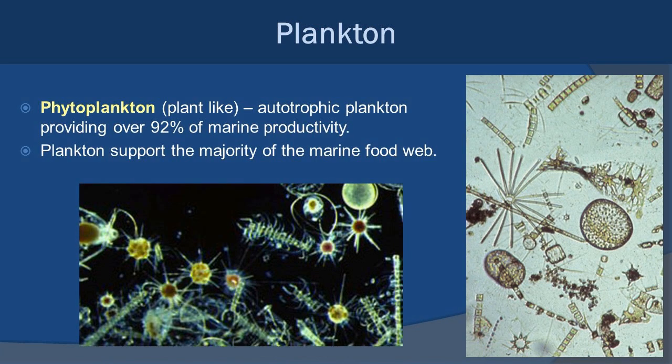Now, phytoplankton is the opposite. It is plant-like plankton. They're autotrophs. They go through photosynthesis, and they provide about 92% of marine productivity globally. So they really do support a vast majority of the food chain and the food web in the ocean. And really, even zooplankton provide that link too, because they tend to be that first trophic jump between phytoplankton and, of course, the zooplankton that consume phytoplankton. So phytoplankton, very important.